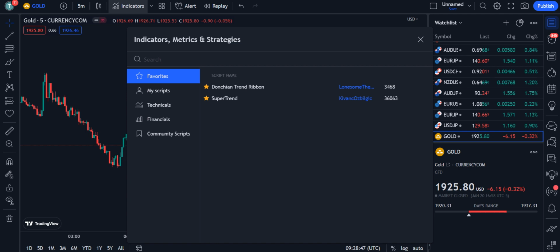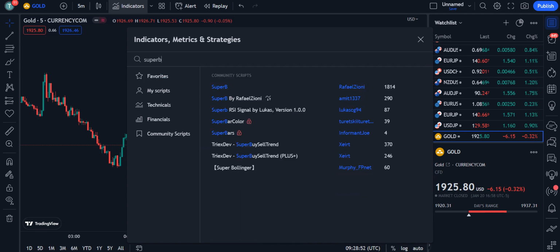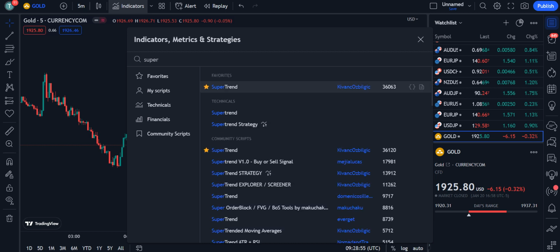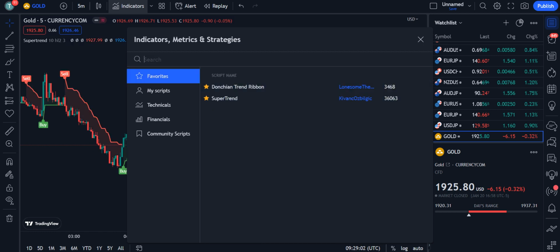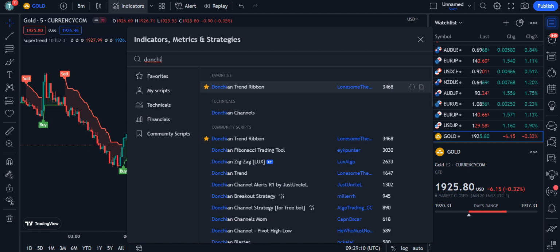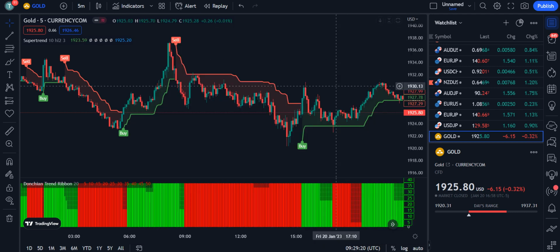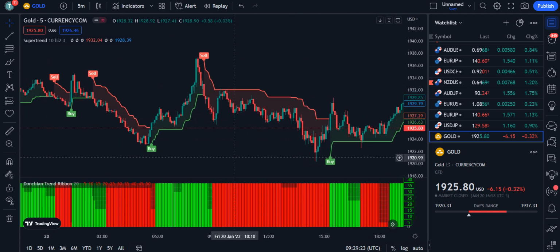We are going to have two indicators here. The first indicator is the Supertrend indicator. 36,063 traders are using this indicator. You have to click on it and it will be applied on your chart. The second indicator that we are using here is the Donchian Trend Ribbon, by Lonism, and 3,468 traders are using this indicator. You have to click on it, it will be applied on your chart simply, and the chart will look like this.